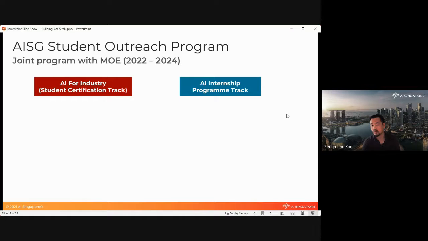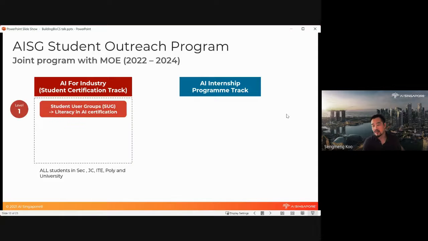Right now it's below the line. We'll do an official announcement in May. It's divided into 2 tracks, AI for Industry Student Certification track and the AI Internship Program track. There are 3 levels to this. As of today, we will encourage all students from secondary school onwards all the way to IT, Poly, University to be able to form student user groups. As they form student user groups, they can self-learn and gain access and get a certification for literacy in AI.